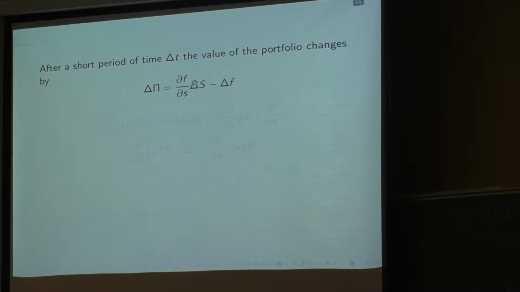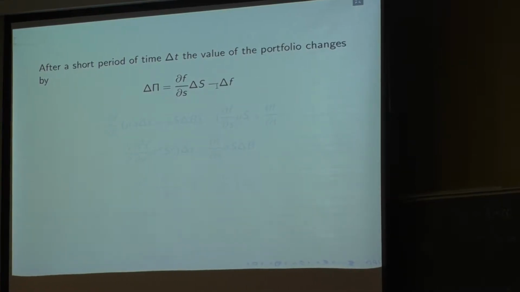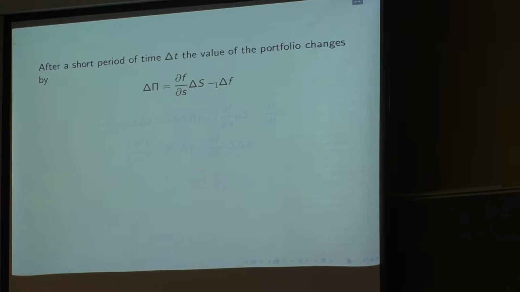So by how much does the value of the portfolio pi change over this period of time of delta t? Well, if the change in the underlying asset price is delta S, then we have dfds shares, and each one is changing its price by this much. We have minus one derivative, so if the derivative changes its price by this much, then that's going to give a contribution of minus delta f to the change in value of our portfolio.